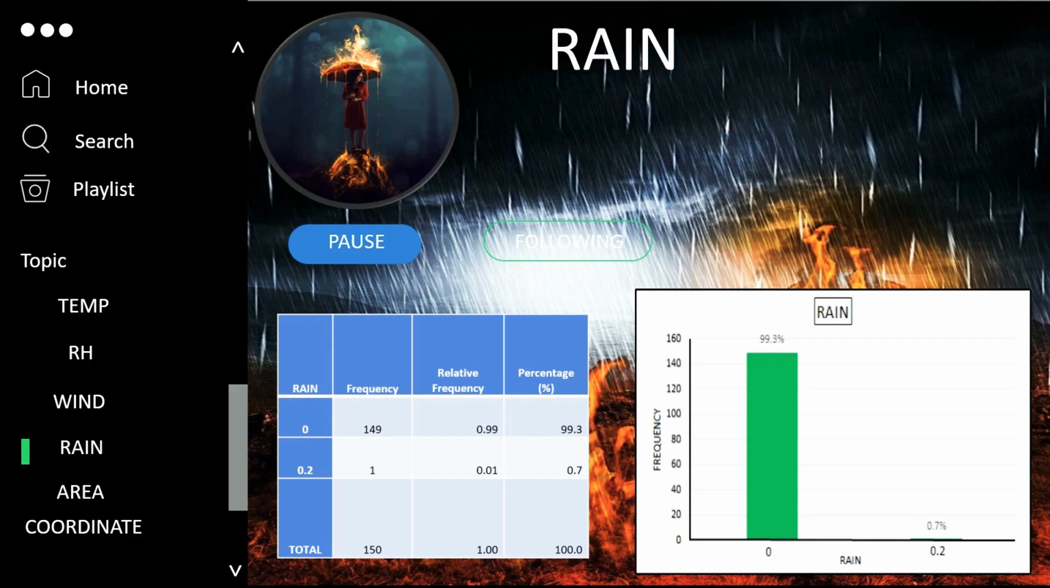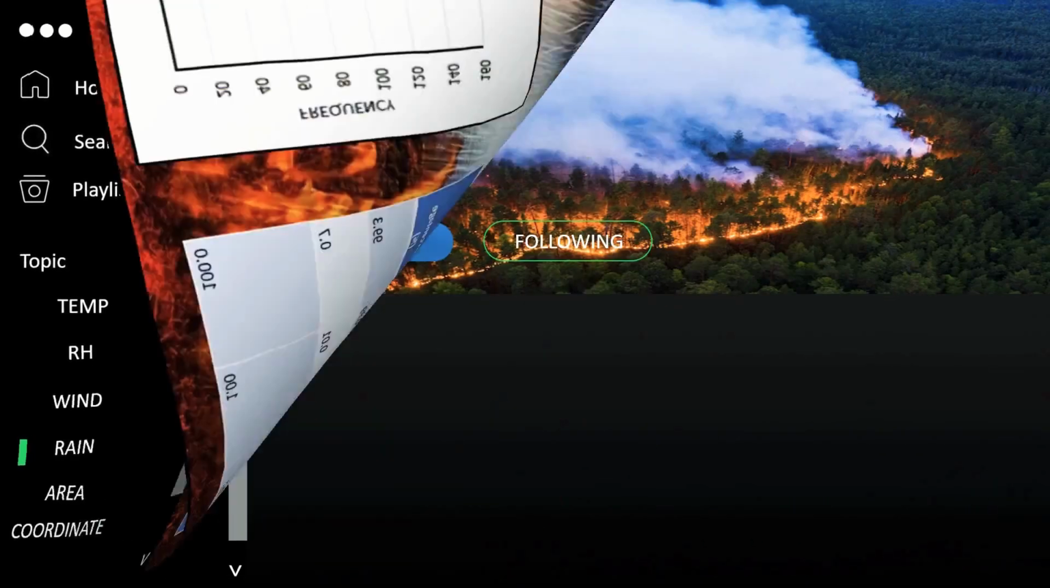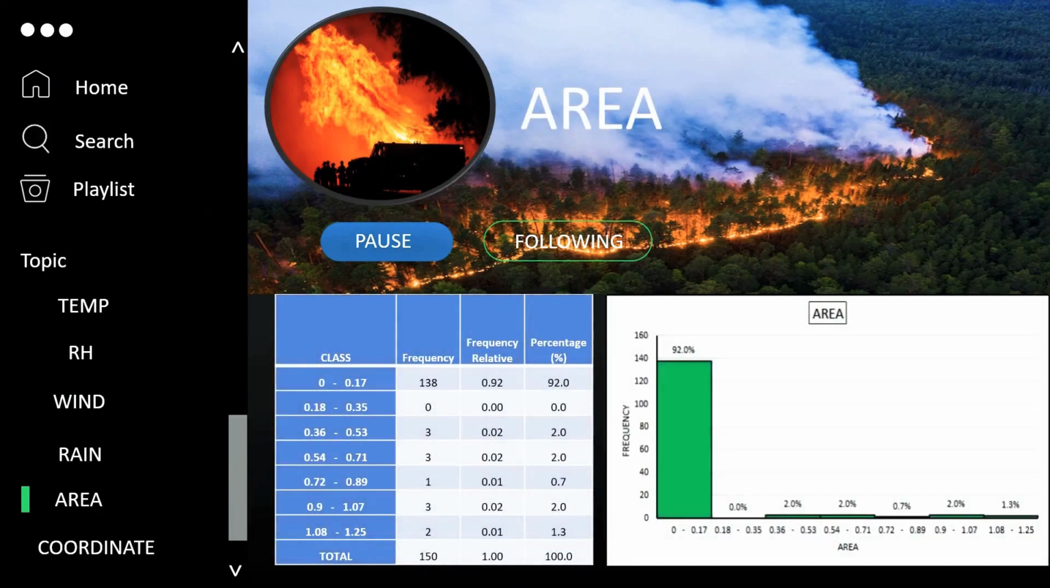In area, the highest of the burnt area of the forest is between 0 hectare to 0.17 hectare, that represents 92%, and the total frequency is 138. The lowest of the burnt area of the forest is in the range of 0.18 hectare to 0.35 hectare, which only have 0 frequency and the percentage is 0%. The mean for the burnt area of the forest data is 0.140.